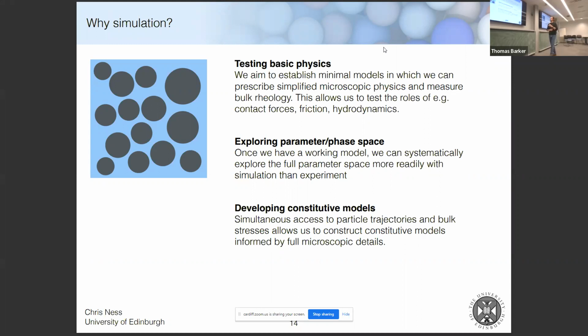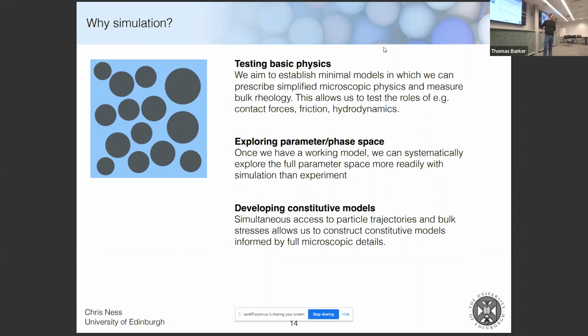Once we've done that, we can explore the parameter space. Actually doing these experiments that I showed is extremely time consuming, because you have to load up the particles into the rheometer, check the volume fraction, clean the device, and unload it afterwards. If you wanted to look at a very broad range of parameters, it would take weeks of experiments to do that. With a simulation, you can just write a code which loops over a parameter, put it on a cluster, and come back a week later and it's done. So you can explore the parameter space much more quickly in terms of your own time, maybe not in terms of the computer's time.